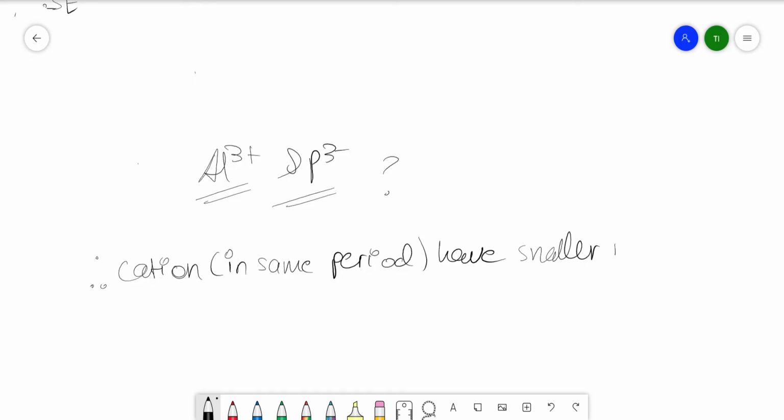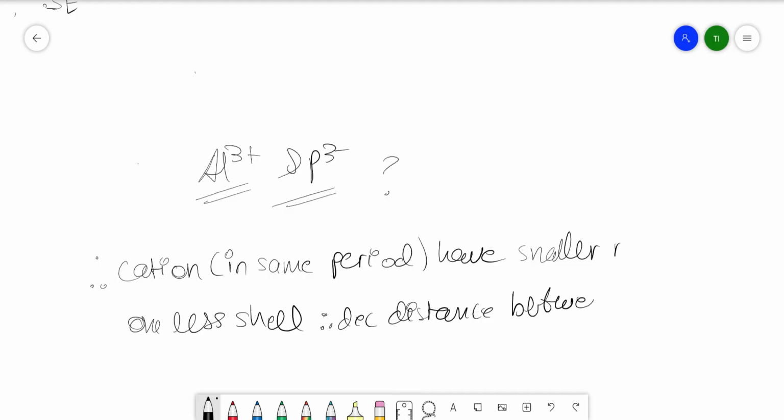Smaller R value, and that is because of one less principal quantum shell, and therefore a decreasing distance between the valence electron and the nucleus. Over here you can also make reference to the effective nuclear charge. You can also make reference to the shielding effect, but that is not really necessary. You just have to understand it in brief. I hope that makes sense.